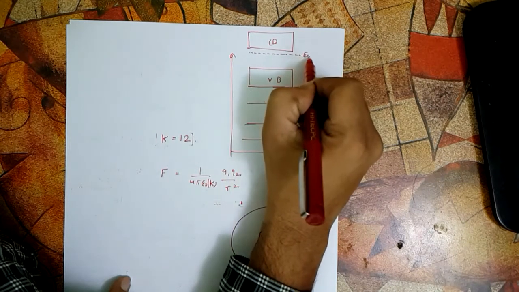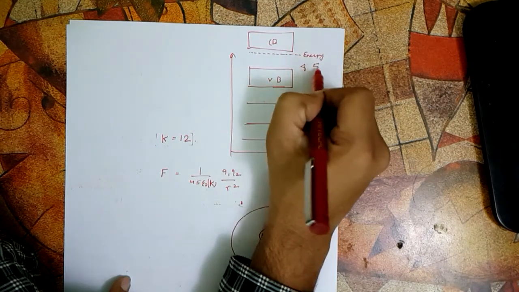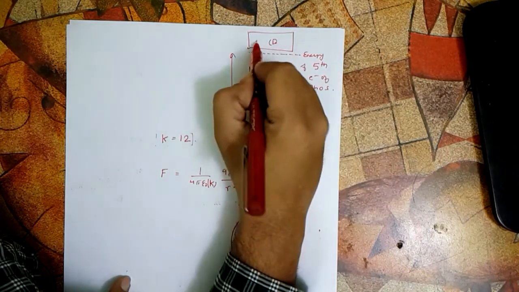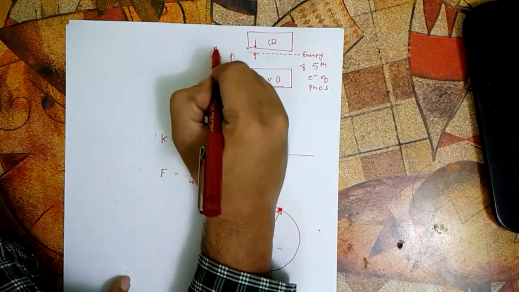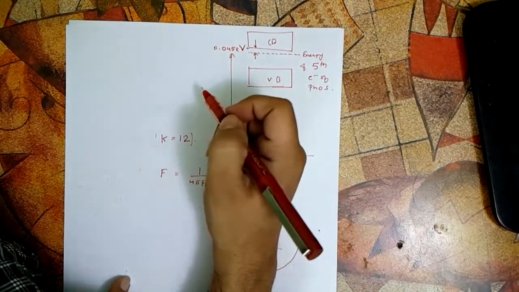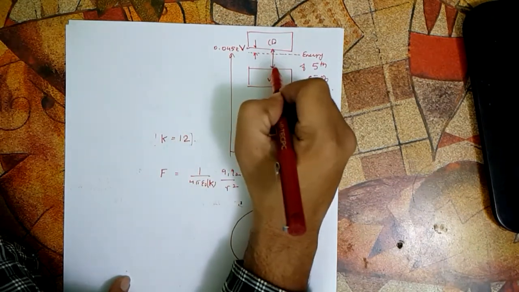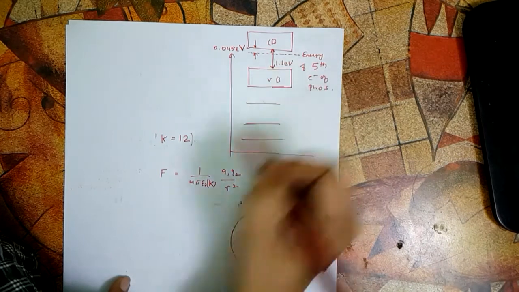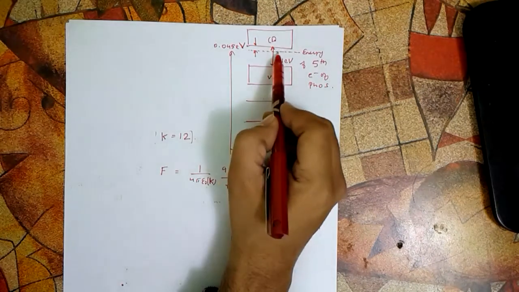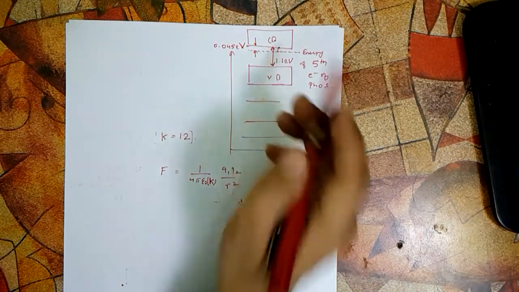This is the energy of the 5th electron of phosphorus, and this gap is found to be roughly around 0.045 electron volt, which is very less as compared to the actual energy gap, which is 1.1 electron volt. So this 0.045 electron volt energy is very much available to this 5th electron of phosphorus. So what happens is that this 5th electron of phosphorus jumps into the conduction band.